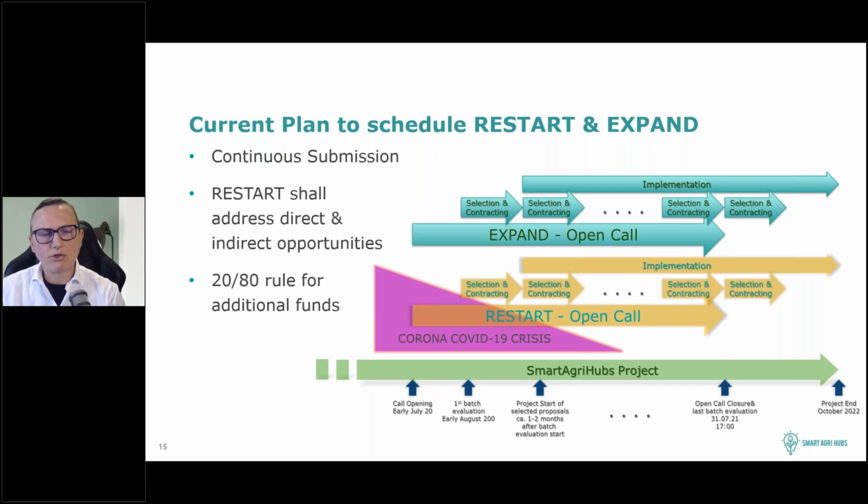So if you think, oh yeah, at the moment it's not the appropriate time, you can possibly wait until a later point in time. However, of course, we have a limited budget. We don't have an endless budget. If this is gone, then it's gone. While the selection of proposals, it's not that everybody who sends a proposal in will get the funding.